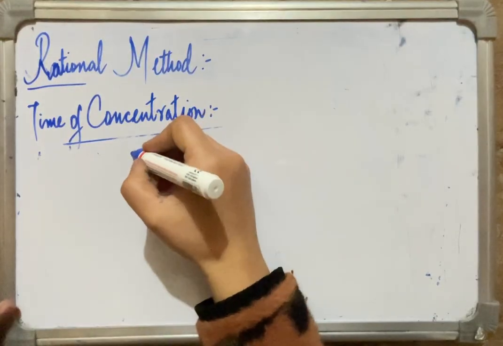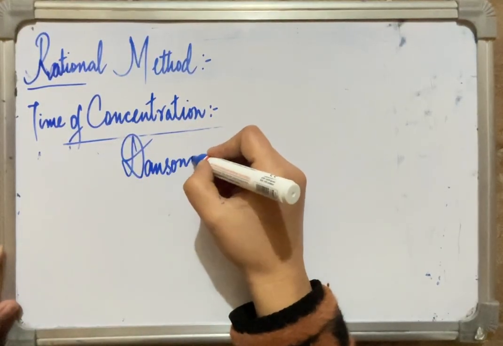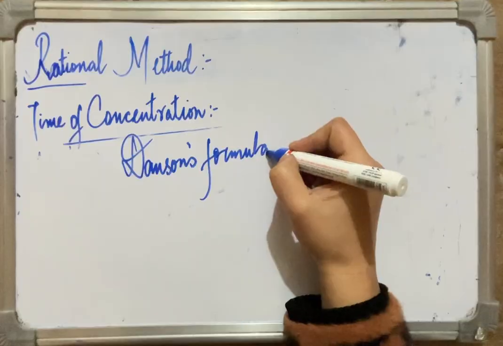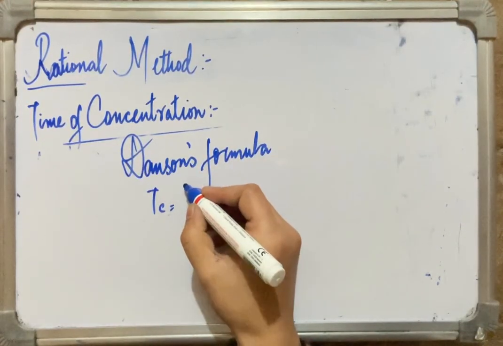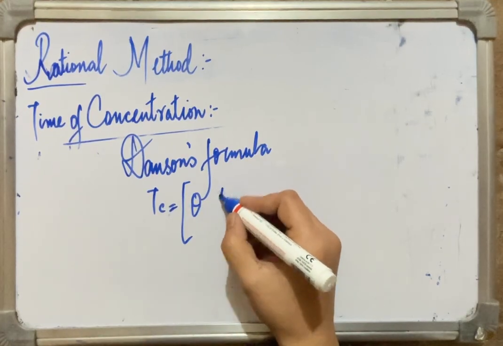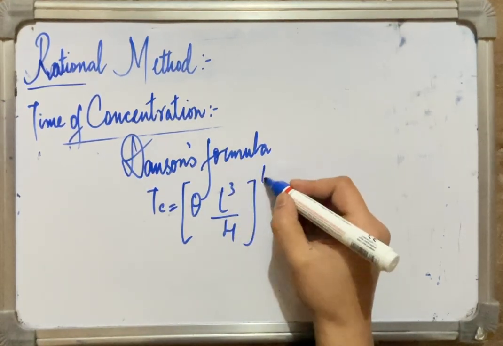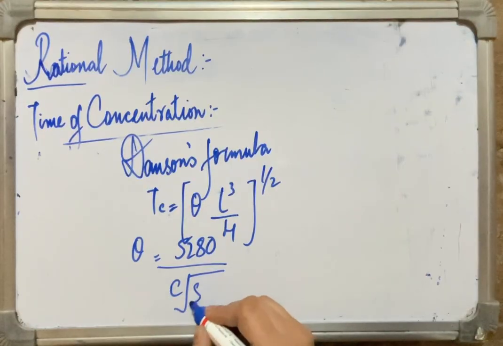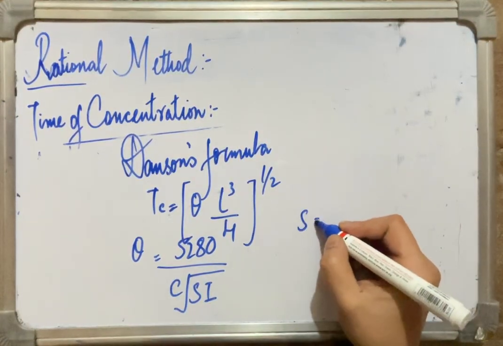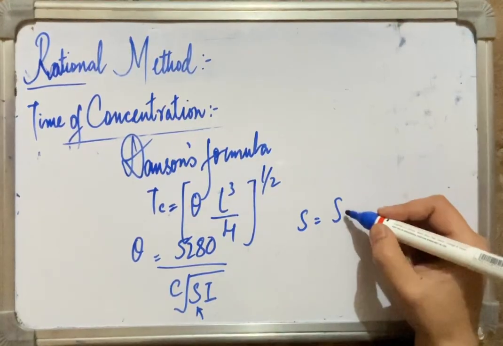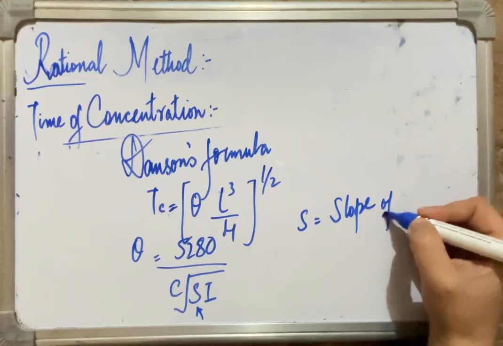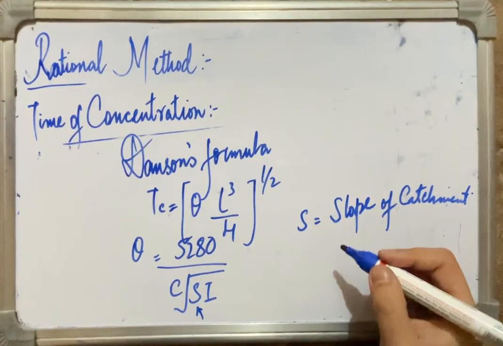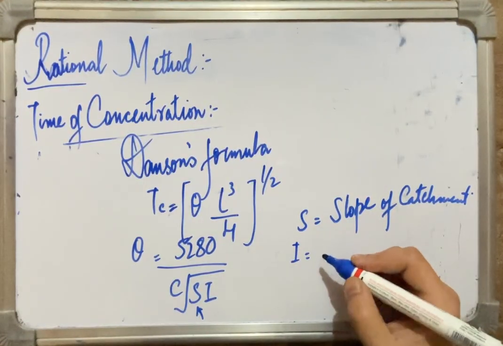Another formula is Danson's formula. Danson's formula to calculate time of concentration is given by Tc = θ (L³/H)^(1/2), where θ is 5280 divided by C under root of S and I. S is the slope of the catchment, and I is the intensity of rainfall.